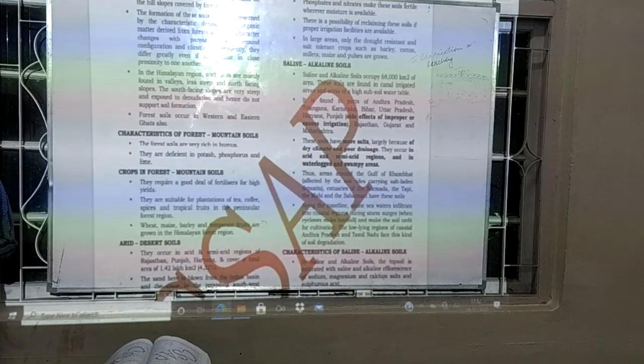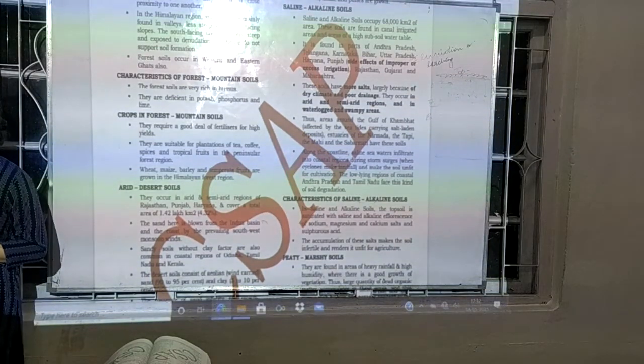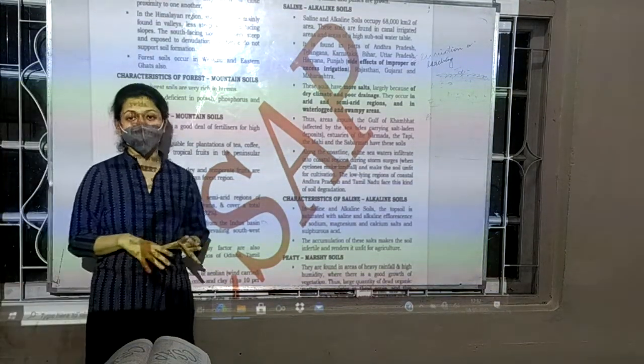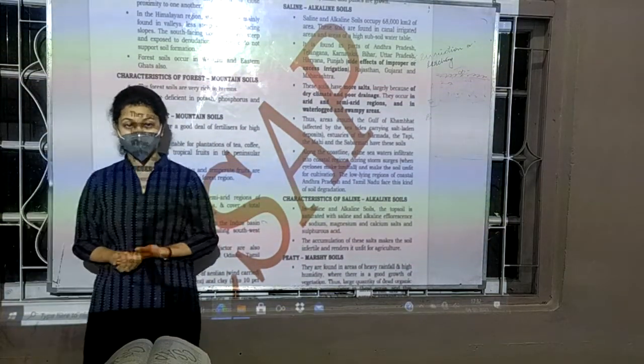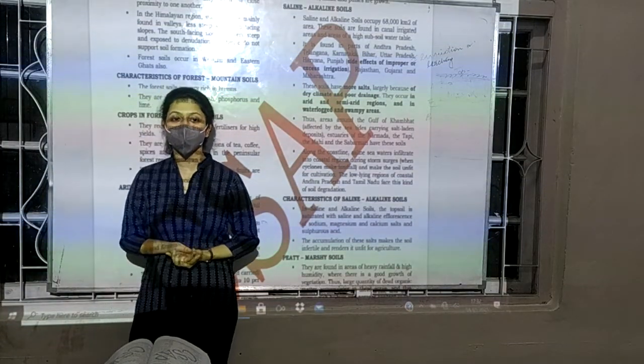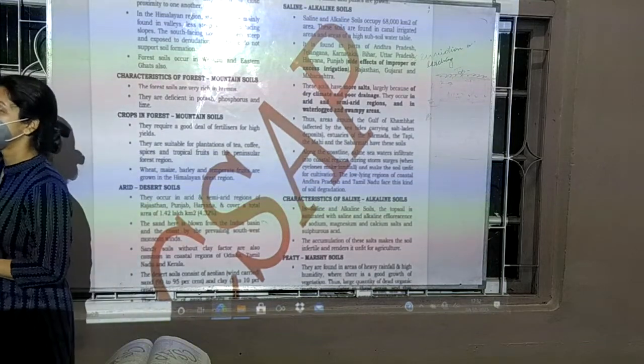What are these? Drought resistant and salt tolerant crops. What are they? Barley, cotton, maize. Okay, these are hardy crops. All these can be grown here. Then saline, alkaline soils. So these are found in canal irrigated areas. So if there is high irrigation also, there can be a problem. We say that irrigation is good for agriculture, but if it is too much canal irrigation, then also we have this problem of saline and alkaline soils.